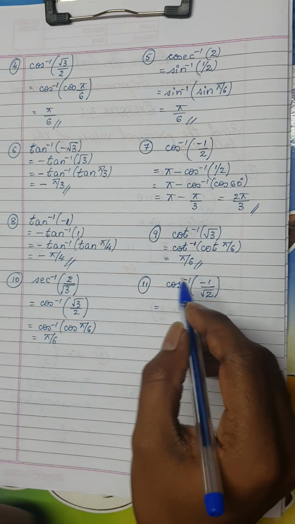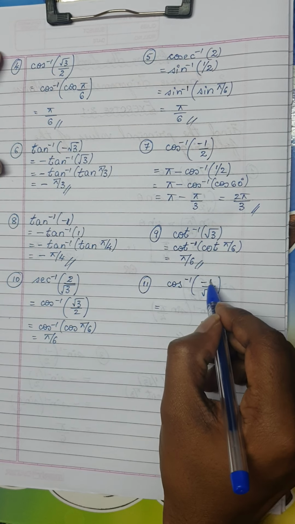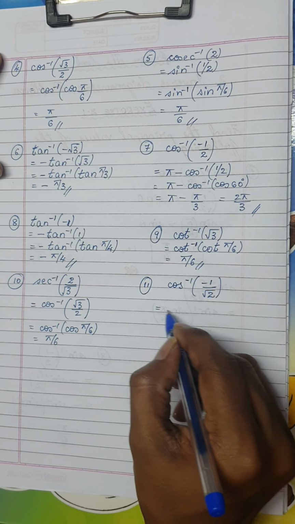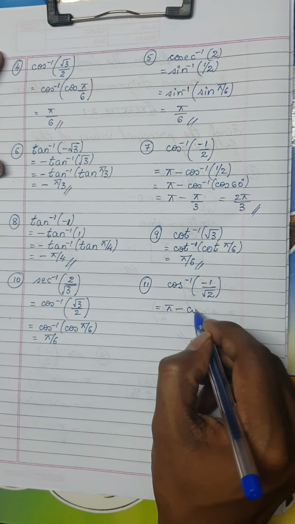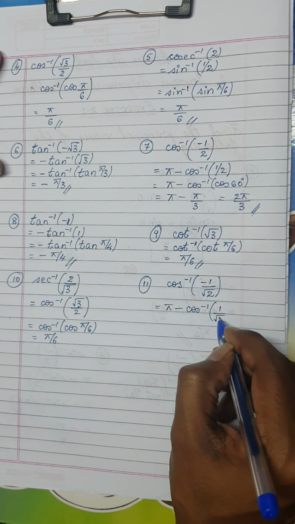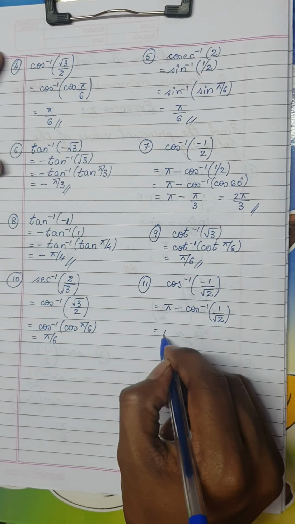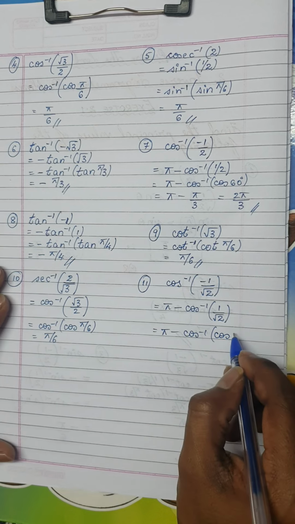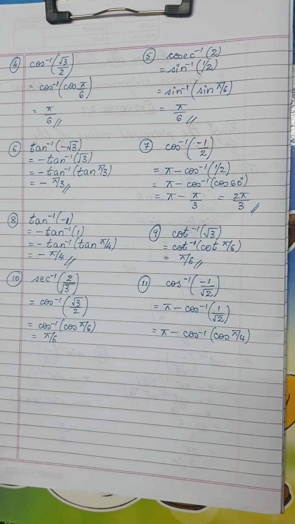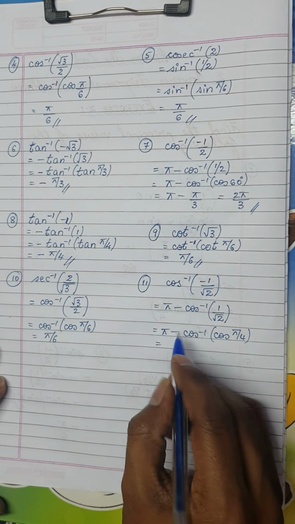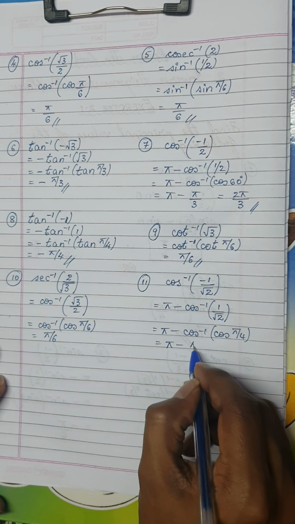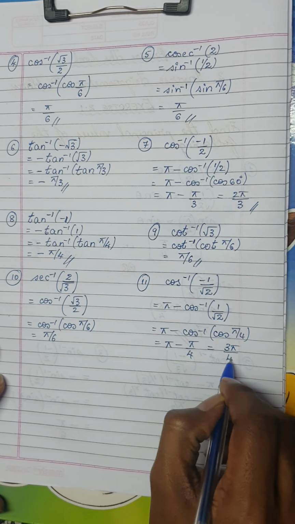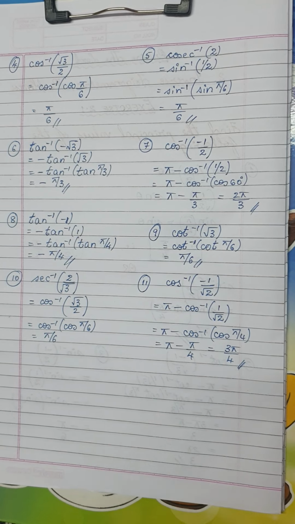Moving on to the next question. I have cos inverse of minus 1 by root 2. Remember, cos inverse of minus x is pi minus cos inverse of x. So cos inverse of minus 1 by root 2 is nothing but pi minus cos inverse of 1 divided by root 2. Okay. So this is nothing but pi minus cos inverse of, we know cos 45 is 1 by root 2 and sin 45 is 1 by root 2. So 45 degrees is nothing but pi by 4. So this is pi minus, cos inverse and cos get cancelled, so it is pi by 4. If you take the LCM, you are going to get 3 pi by 4. So this is the principal value.